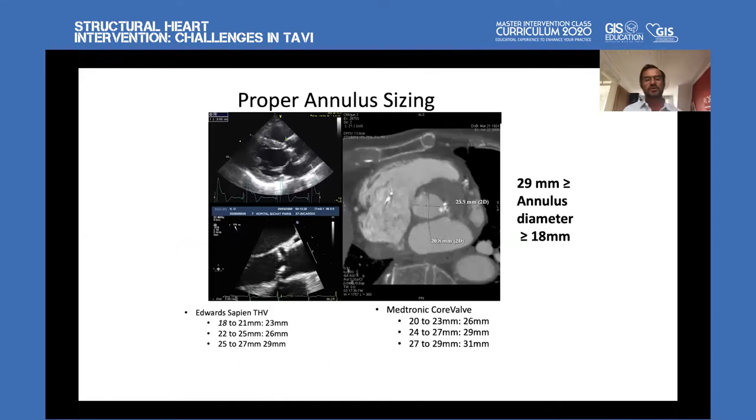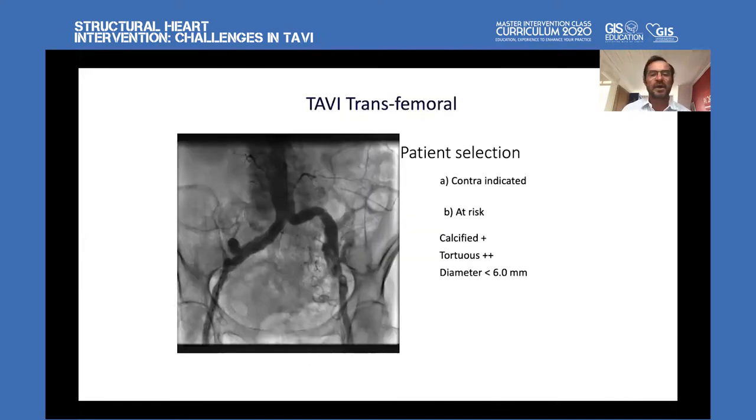This is not something echo can do. This is the algorithm that you will check with your radiologist and yourself in order to perform a clear evaluation of the annulus, of the distance between the ostia and the annulus, and also the size of the Valsalva, to see whether there is space or not. But again, with proper annulus sizing, if you overestimate or underestimate, it cannot work. For transfemoral TAVI, be very careful with calcified, tortuous vessels with a diameter less than 6 millimeters, and go slice by slice with the CT. It is the best way to see.